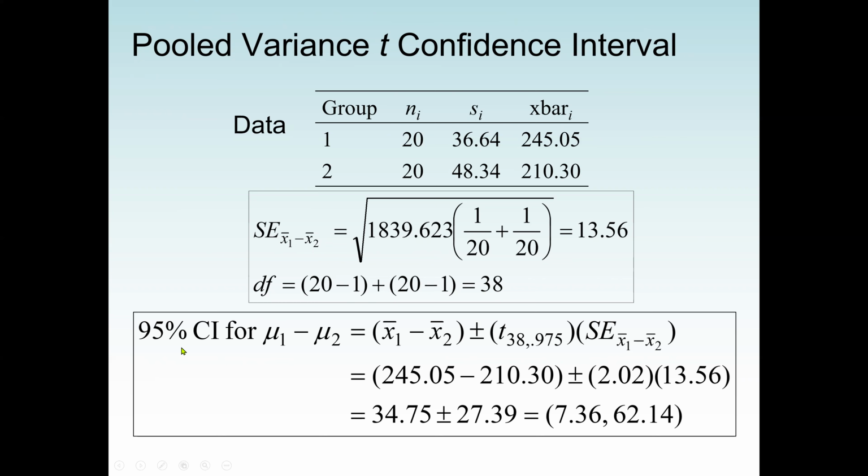Then we can find a 95% confidence interval, which means here it will be 238 and 0.975, because you get 1 minus 0.05 over 2. We're using 5% for alpha because it's a 95% confidence interval. So we plug in all the values. This is the interval we get, from 7.36 to 62.14. We are 95% confident.